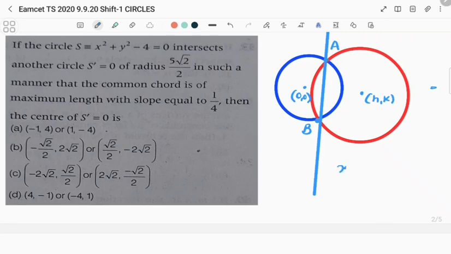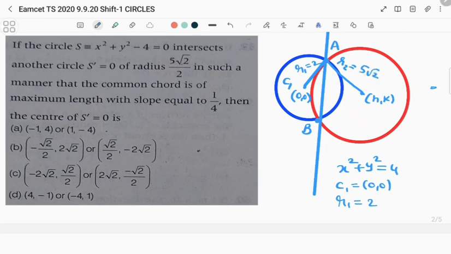What is the first circle? x square plus y square equal to 4. Circle C1 center, I am taking here C1, is 0, 0, the standard equation of a circle. R1 is equal to 2, since 4 can be written as 2 square. So this is R1. R2 value is given: R2 is equal to 5 root 2 divided by 2, dear students. Okay, 5 root 2 by 2 is given. So this point is M, I am taking.